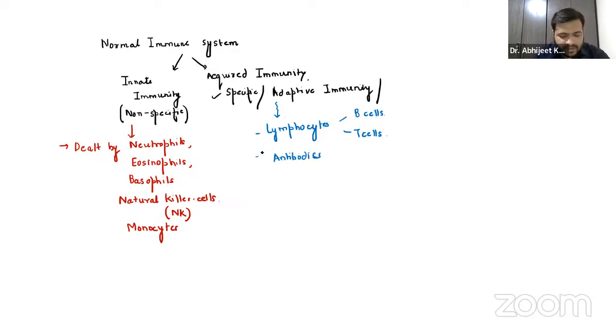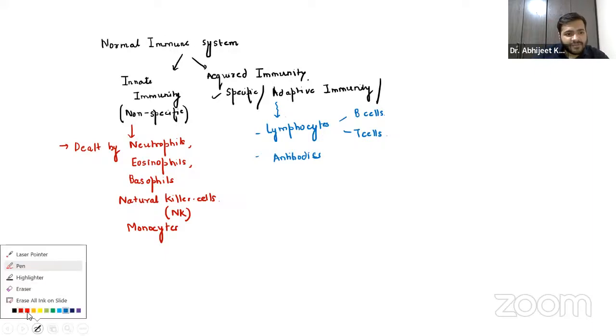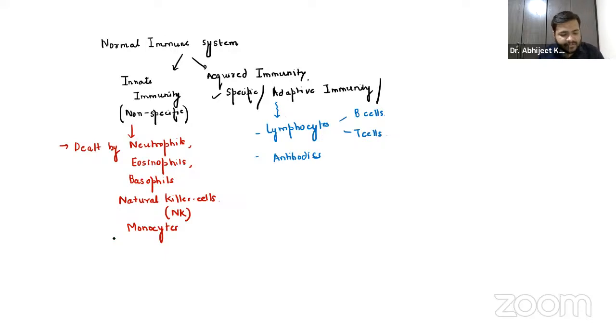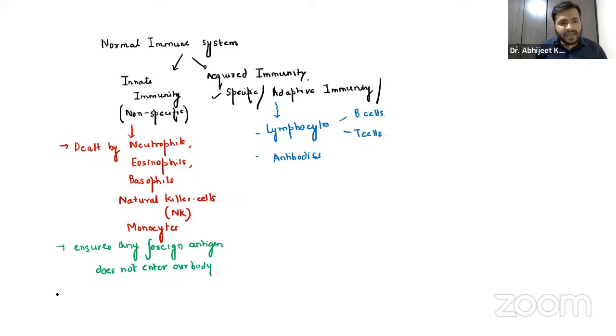So yes, now guys, the other set of differences that you have to remember is that this innate immunity, what is the purpose of this innate immunity, guys? It ensures, beta, that any foreign antigen does not enter our body. And remember, it is the first line defense.